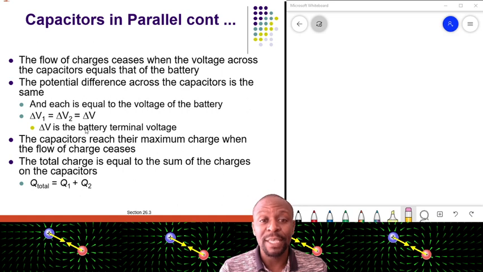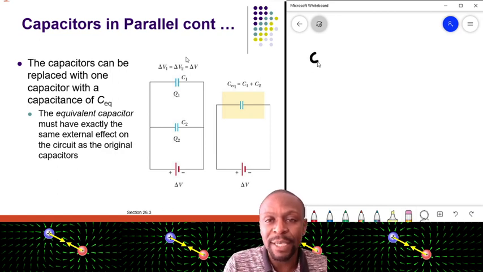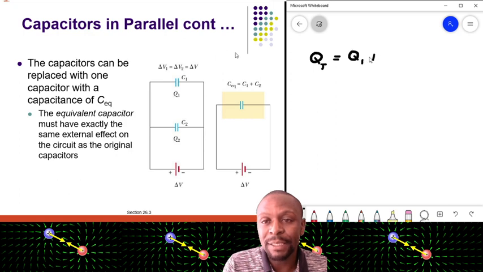When equilibrium has been reached, the change in V1 is the same as the change in V2, which is the same as the change in potential of the battery. The capacitors reach the maximum charge when the flow of charge ceases. The total charge is equal to the sum of the charges on both capacitors. What does this mean? Whenever I want the total charge for the two capacitors connected in parallel, I will just have Q1 plus Q2.